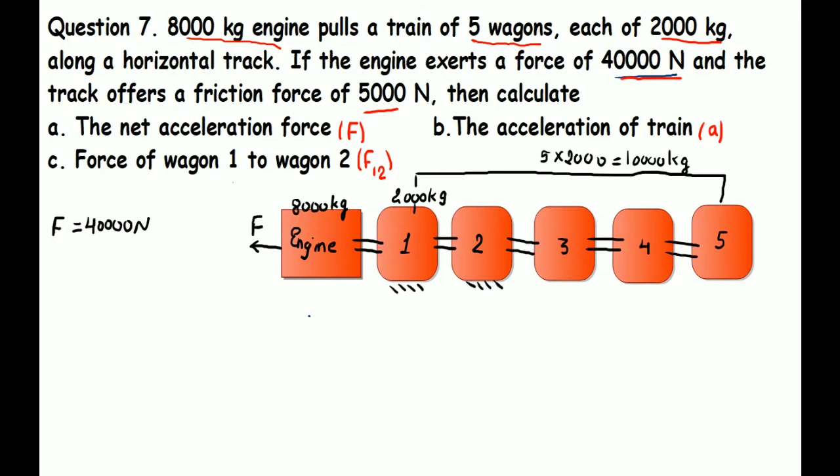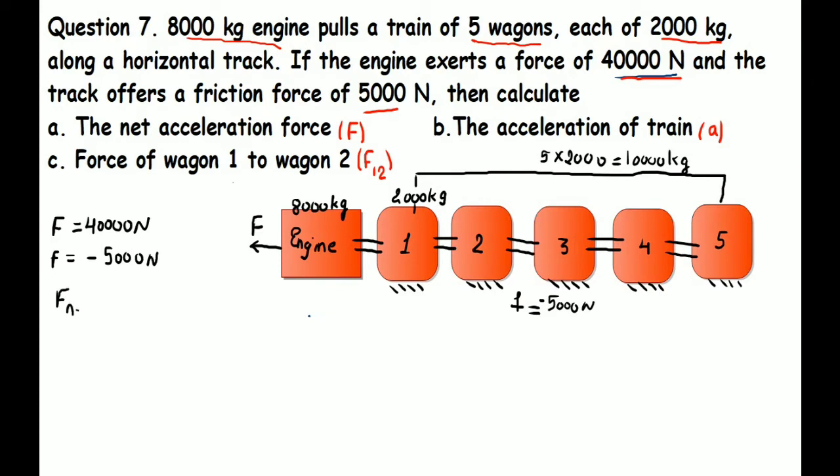But when it pulls the wagons forward, the track offers a frictional force which acts in the opposite direction of the force. This force of friction is given as 5000 Newton. So with 5000 Newton of force, the track is opposing the motion of the wagons moving forward. So I am placing the direction as negative. The frictional force acts in the negative direction of motion.